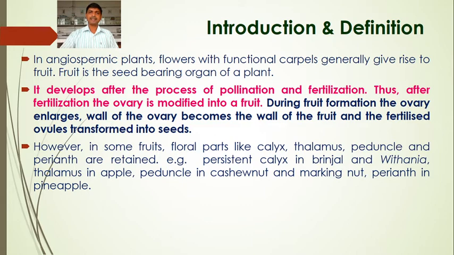Similarly, the thalamus in the apple, peduncle in cashew nut and marking nut, perianth in pineapple. The edible part of the pineapple is the perianth. Pineapple, ananas. The part that we eat is actually the perianth. This perianth grows along with the development of the fruit. So some of the floral parts are retained on the fruit.